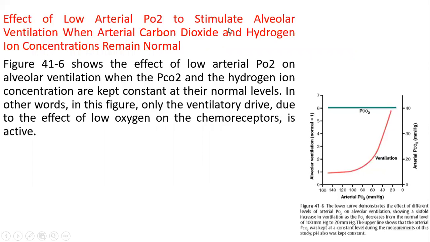Effect of low arterial PO2 to stimulate alveolar ventilation when arterial carbon dioxide and hydrogen ion concentration remain normal. Figure 41.6 shows the effect of low arterial PO2 on the alveolar ventilation when the PCO2 and hydrogen ion concentration are kept constant at their normal levels. In other words, in this figure, only the ventilatory drive due to the effect of low oxygen on the chemoreceptors is active. نشوف هنا بالشكل المتغير هو الـ PO2، والثابت هو الـ PCO2 والهيدروجين. فنشوف هنا هذا هو الـ alveolar ventilation، وهذا هو الـ arterial PCO2 اللي هو يكون ثابت.